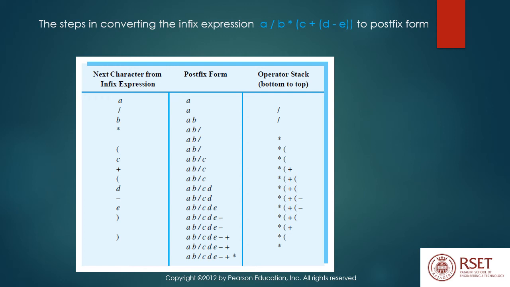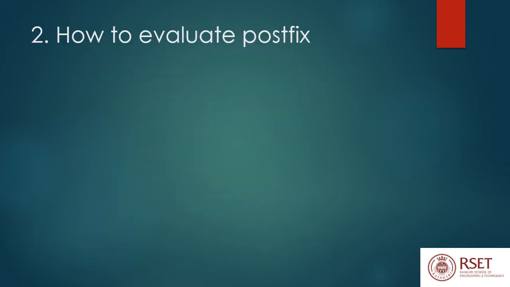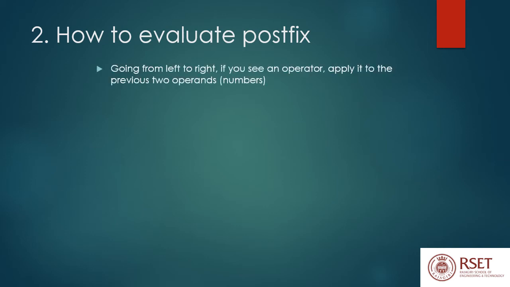It's very important. The second application is, how do you evaluate a postfix expression? That is, given a numerical expression in postfix form, how will you get the final answer? When you have an infix expression, based on the precedence rules and the parentheses, you can evaluate a result without any ambiguity. So how are you going to evaluate a postfix? First we'll see a manual evaluation based on these rules. You go from left to right. If you see an operator, apply it to the previous 2 operands.